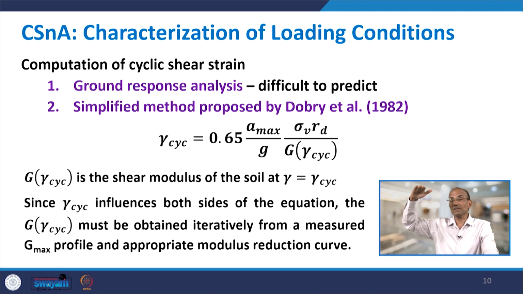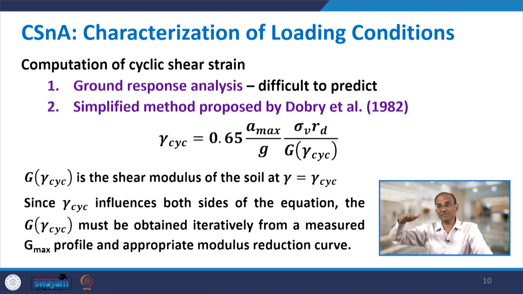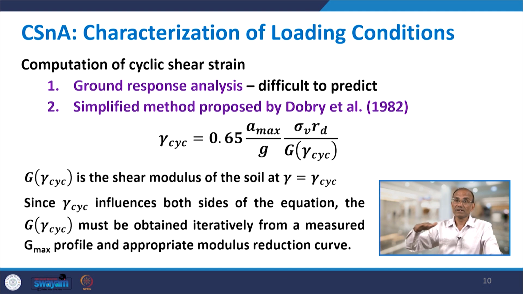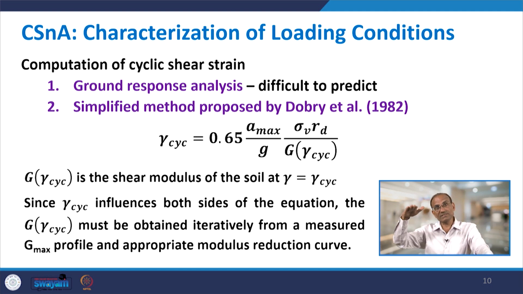And if you recall, this value of r_d decreases when depth increases. At the ground surface, when z equals 0, r_d equals 1, and then when z increases, this value decreases. And G, the shear modulus, is a function of gamma cyclic. What is gamma cyclic? It is the cyclic shear strain.